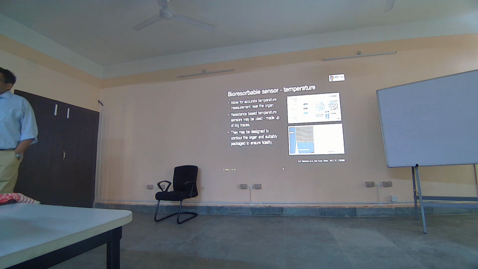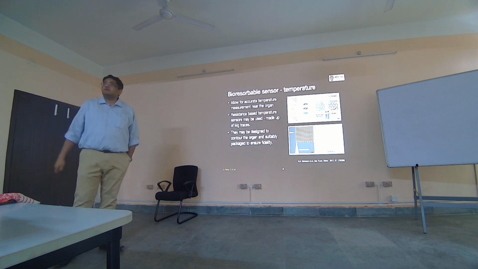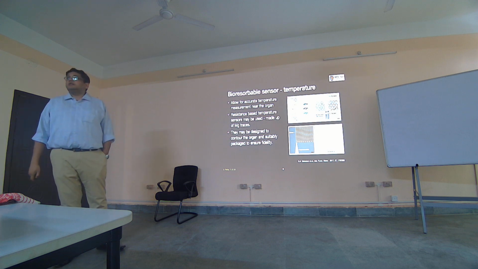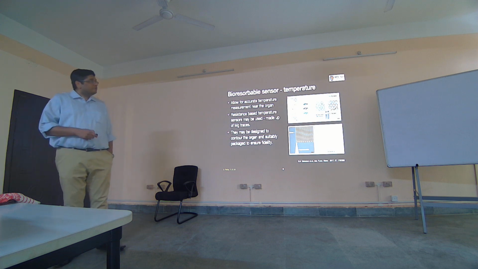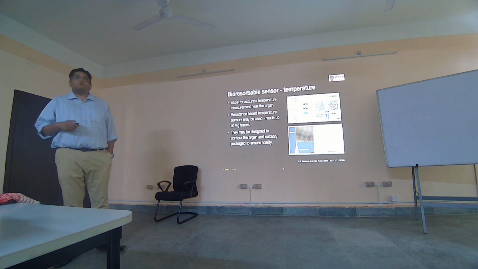So here are some of the sensors that are available for temperature. Again, these are all being published, they're being tested in animals. Okay. So first one is a temperature sensor. All of us know that the resistance of a metal changes with temperature. So essentially it's made up of magnesium lines, if you will.